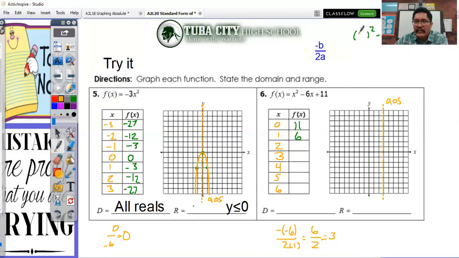So we're going to put 2 in there and evaluate it. So 2 squared is 4. Negative 6 times 2 is negative 12, and the 11 stays the same. And I'm going to add my positive numbers together. So 11 plus 4 is 15, and 15 minus 12 is 3.